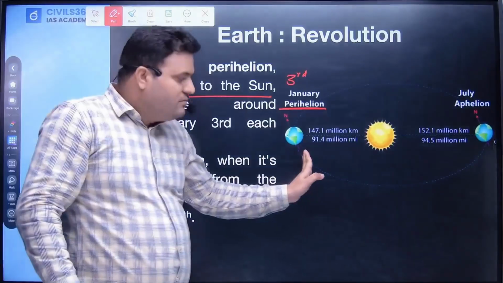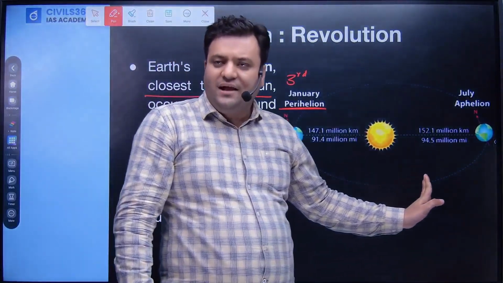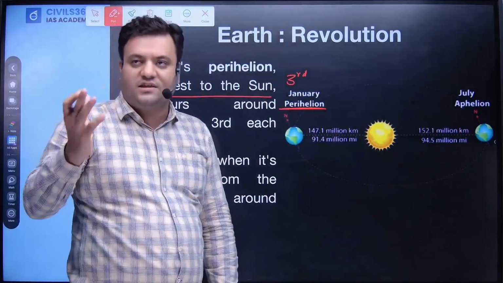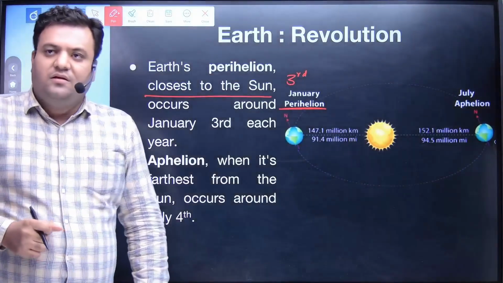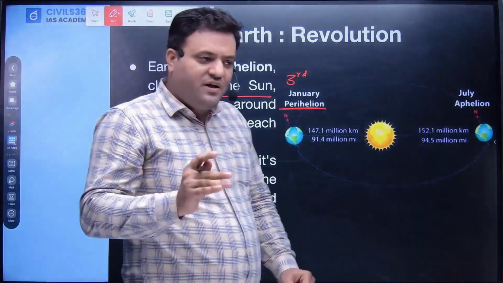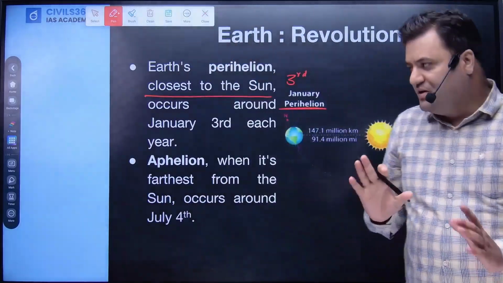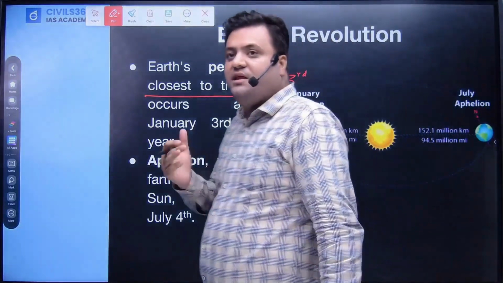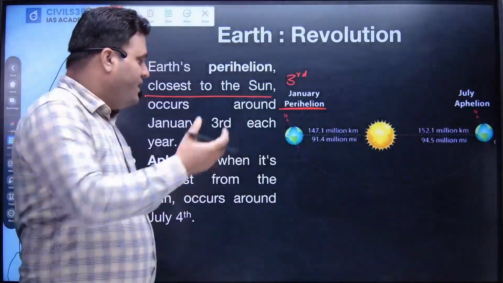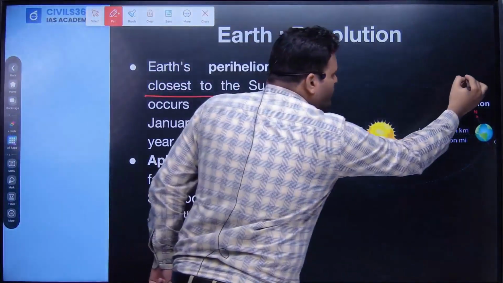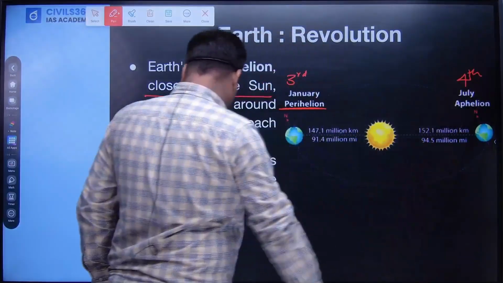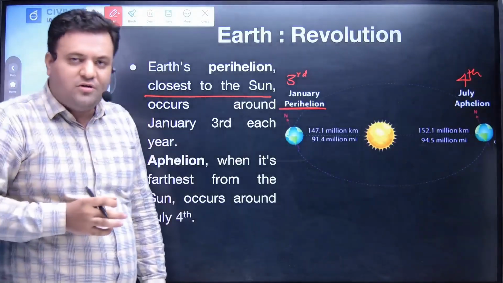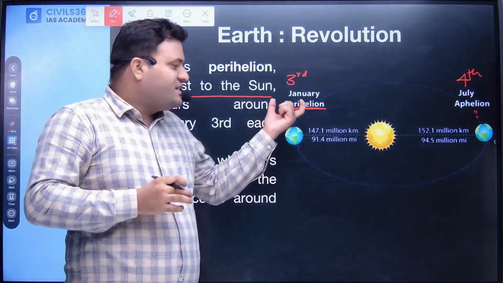While revolving, there is one time period in a given year during which the distance between the sun and earth will be farthest. When we have the farthest distance, the maximum distance between the sun and earth, that is called aphelion. And that aphelion occurs specifically on 4th of July.